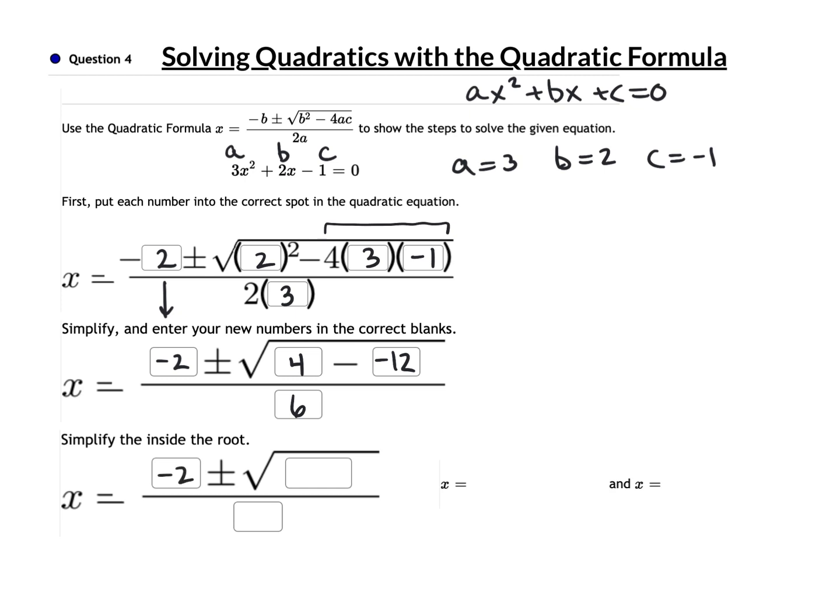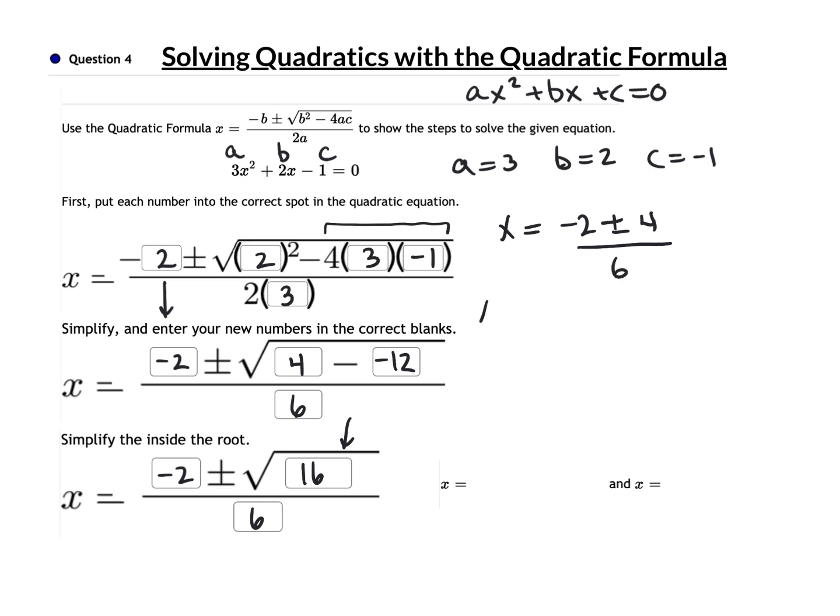This becomes -2, and 4 minus -12 is a double negative. That's 4 plus 12 is 16 over 6. This simplifies to -2 plus or minus the square root of 16, it's a perfect square. We can do that. Square root of 16 is 4. No more root. All over 6.